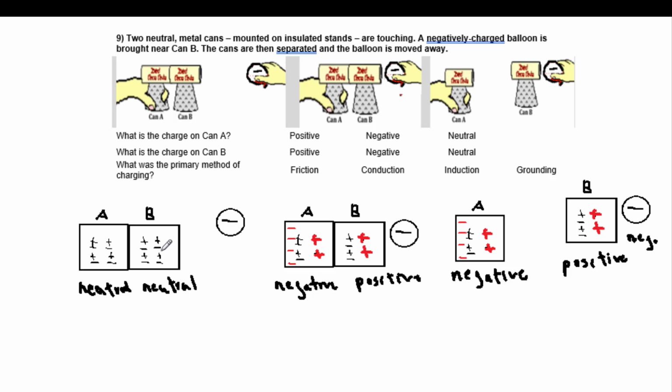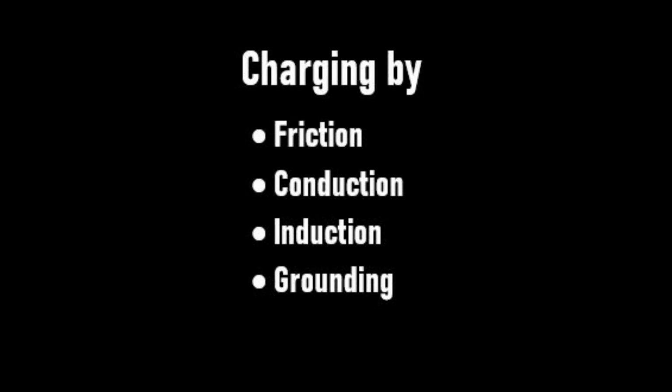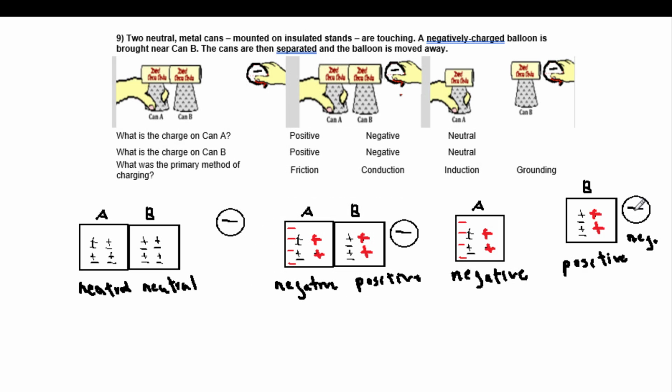Now there's two means of electron transfer or charge transfer here. We have conduction. When the cans touch, they are allowing the electrons to move through, right? The charge is moving through. But the primary force that's causing this movement is this balloon, and the balloon is not touching. So of the 4 different means of charging a material, which are friction, conduction, induction, or grounding, this would have to be induction because it's the balloon that's causing this, and the balloon is not touching the cans.